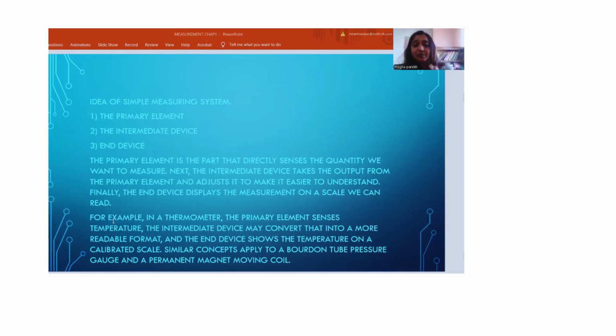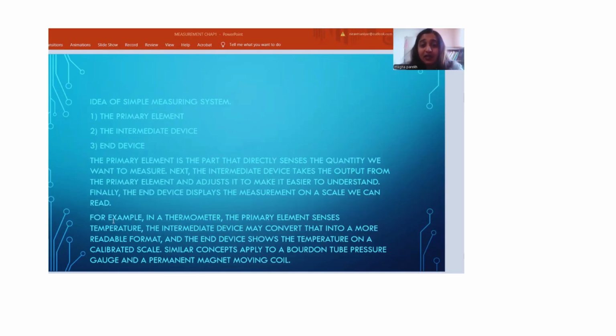Now we are going to the basics. So what is a measuring system? A measuring system theoretically contains three elements. The first one is primary, the second is intermediate, and the third one is the end device. The primary element is the part that directly senses the quantity we want to measure. Next, the intermediate device takes the output from the primary element and adjusts it to make it easier to understand. Finally, the end device displays the measurement on a scale we can read.